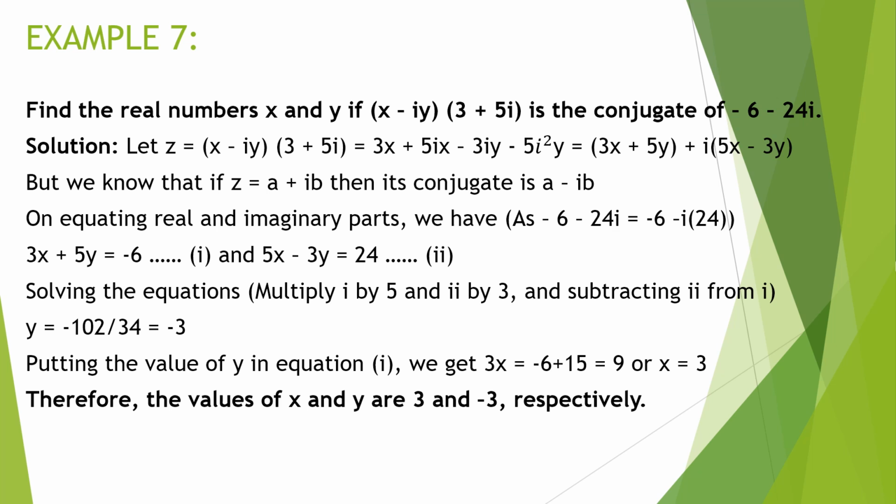Now we solve both the equations. You know how to solve the equations. We cross multiply and then try to find the value of the variable. So first we get y is equal to minus 3. When we put y in the given equation, we get x is equal to 3. So the values of x and y are 3 and minus 3 respectively.